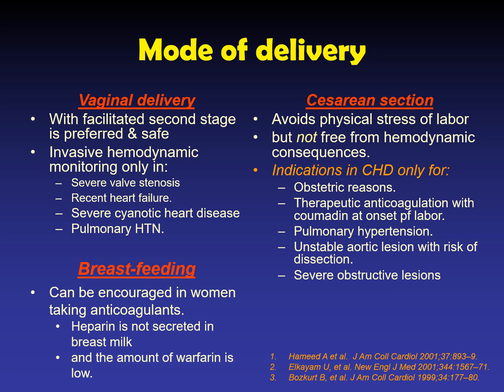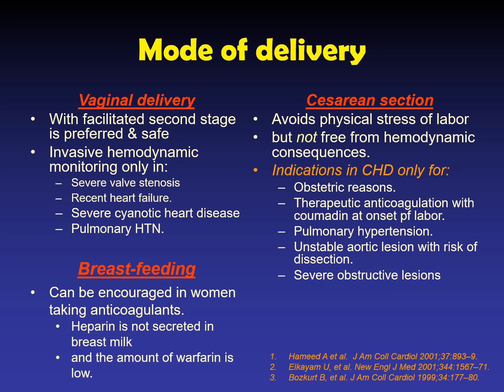For cardiac patients, mode of delivery: vaginal delivery is assisted to facilitate and shorten the second stage of labor, and it is the preferred route unless there are other obstetric indications. We use invasive hemodynamic monitoring only in severe valve stenosis, recent heart failure, severe cyanotic heart disease, and pulmonary hypertension. Cesarean section, on the other hand, avoids the physical stress of labor but is not free from hemodynamic consequences. Indications in CHD for cesarean section would be obstetric reasons, therapeutic anticoagulation with Coumadin at the onset of labor, pulmonary hypertension, unstable aortic lesion with risk of dissection, and severe obstructive lesions.